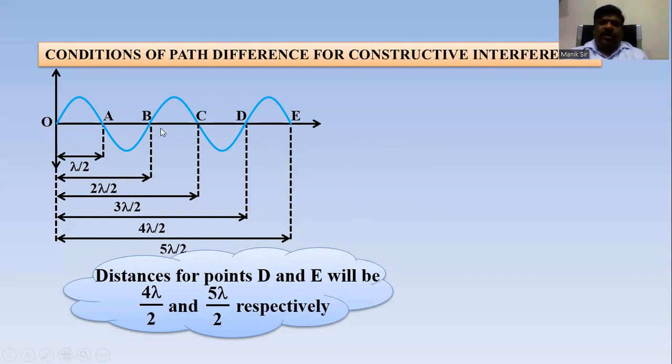So my dear students, what do you understand here? For this complete wave, the path length is equal to the wavelength, that is lambda. The wave consists of one crest and one trough, so half of that is lambda by 2. So O to A is lambda by 2 distance, O to B is 2 lambda by 2, O to C is 3 lambda by 2, O to D is 4 lambda by 2, and O to E is 5 lambda by 2.